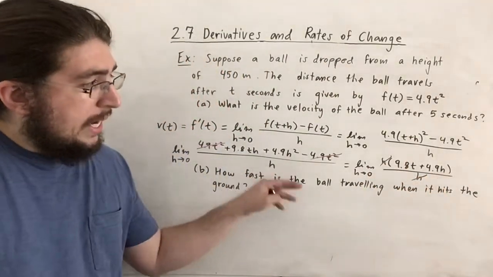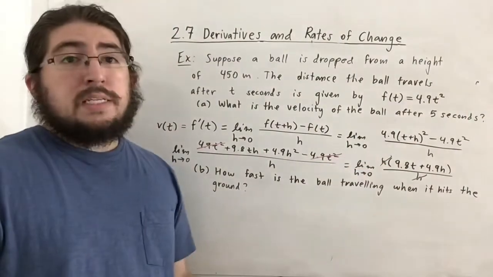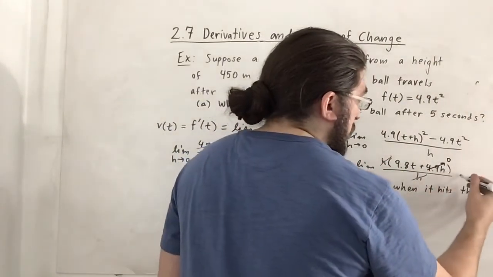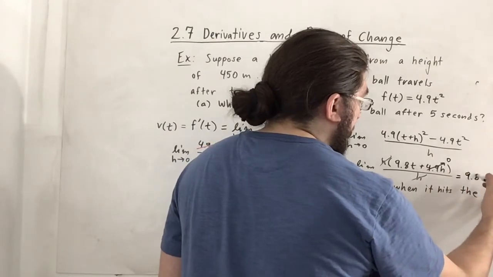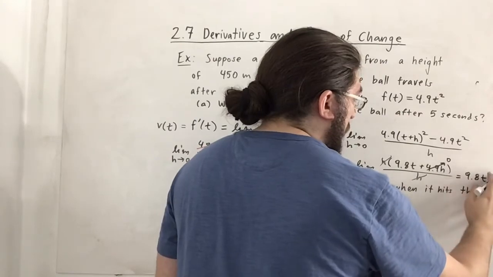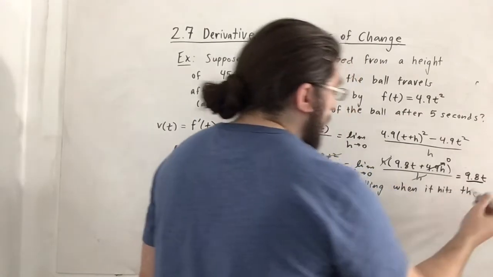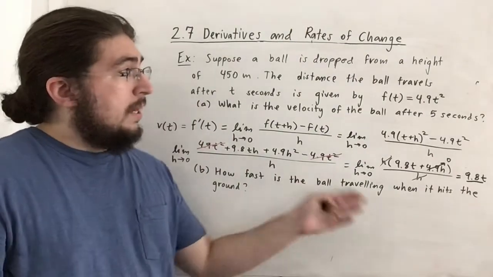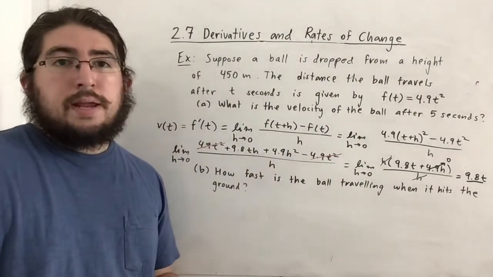And then if we plug in h to be 0, the first term remains 9.8t. The second term actually goes to 0 in the limit. So really we're just left with 9.8t. And I probably shouldn't box it, but I'll underline it for sure. Now I'm going to erase a few things and collapse this back up, and then we're going to plug t to be 5 and then be done with part A.